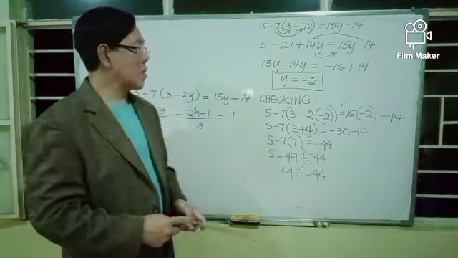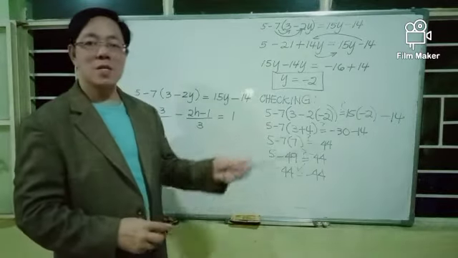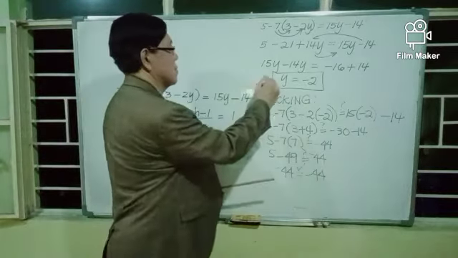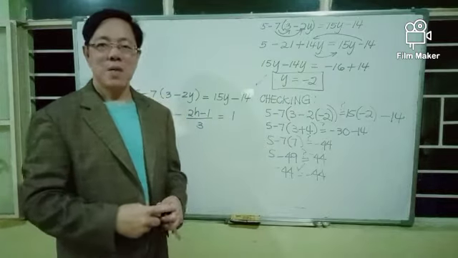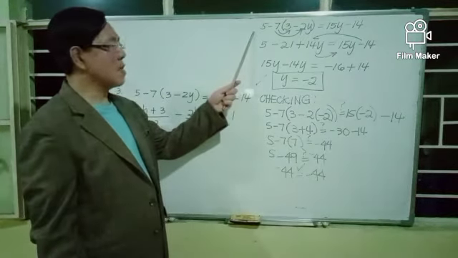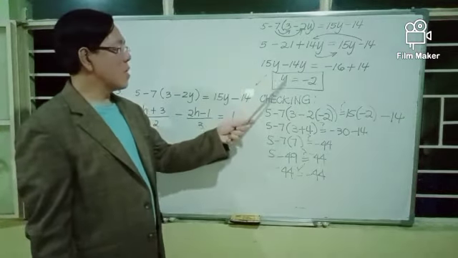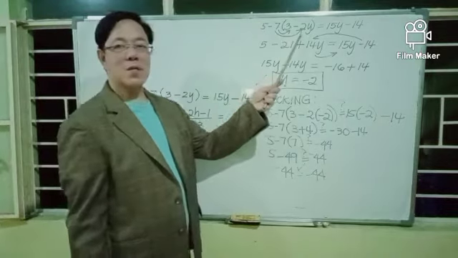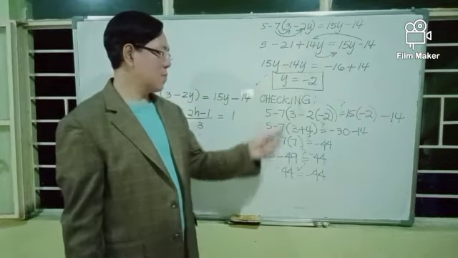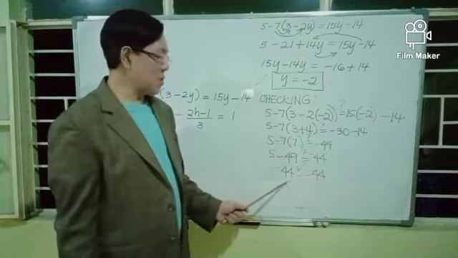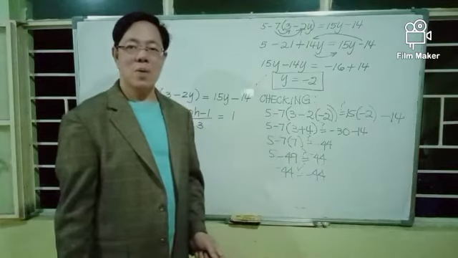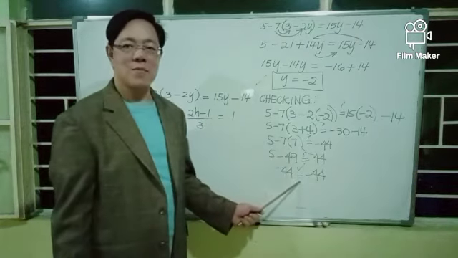Thus we conclude that our solution y equals negative 2 is correct because it satisfies this linear equation when the value of y is substituted into this linear equation. Both sides of the equation are equal, or the equation is satisfied.